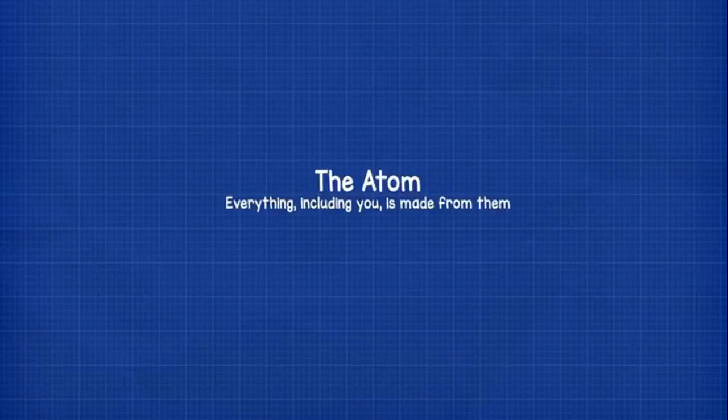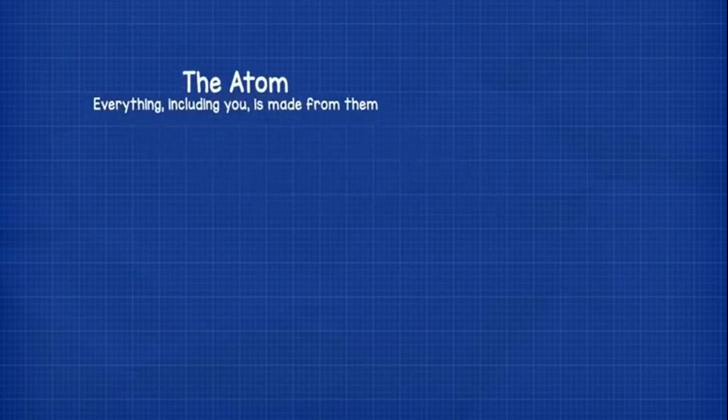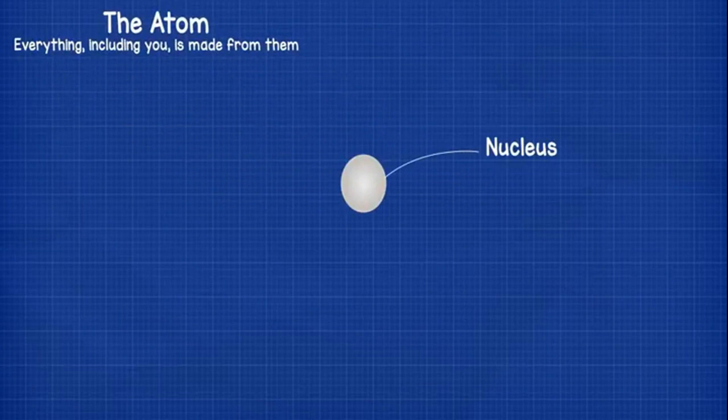atom. Everything, including you, is made from atoms. All the materials we use are made from atoms. The materials are just different because the construction of their atoms are slightly different. The atoms are made from three particles, two of which are found inside the nucleus, and the third particle sits outside this. At the center of the atom we have the nucleus.